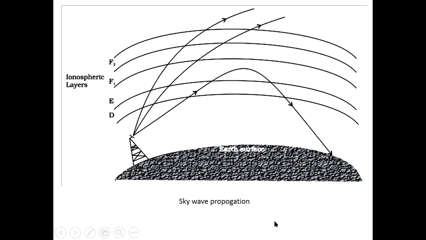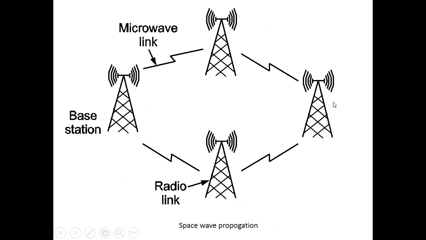So you have to go for another type of propagation, which is nothing but space wave propagation. Such point to point propagation is useful, and almost all wireless applications, wireless data communication, are using space wave propagation. So point to point communication is there.